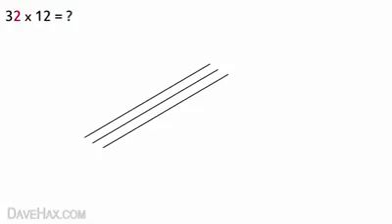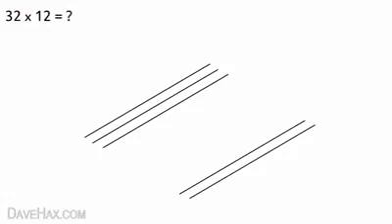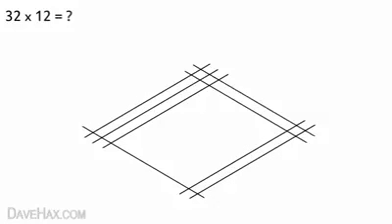The next number is 2, so draw 2 lines here. Then we have the multiplication sign, and the next number is 1, so draw 1 line from here to here. And the final number is 2, so draw 2 lines here. Then we mark out our 3 zones again. And starting from the right, start counting the dots.